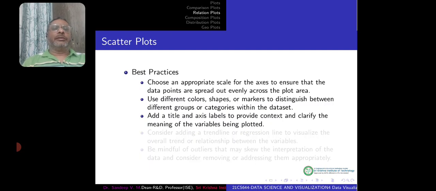It's always recommended to add a title and axis labels to provide the context and clarify the meaning of the variables being plotted. Just a plot will not help.